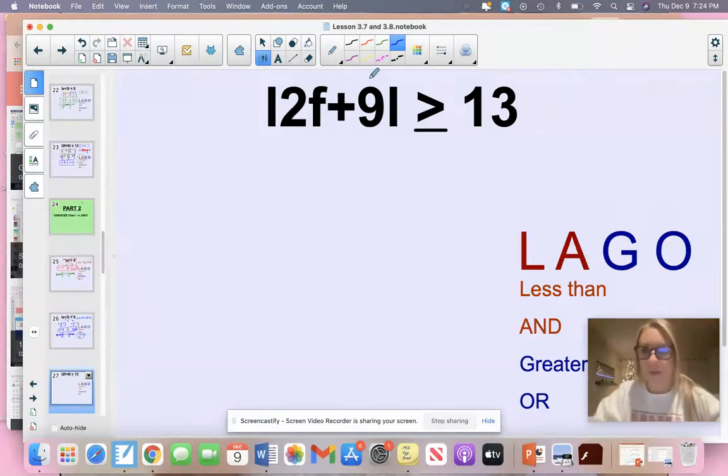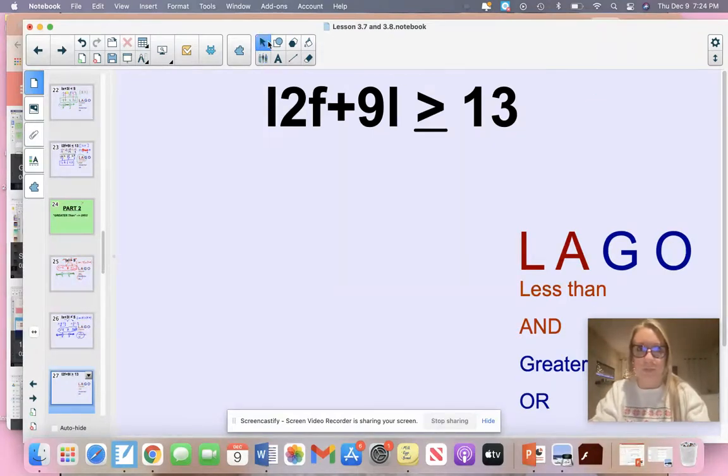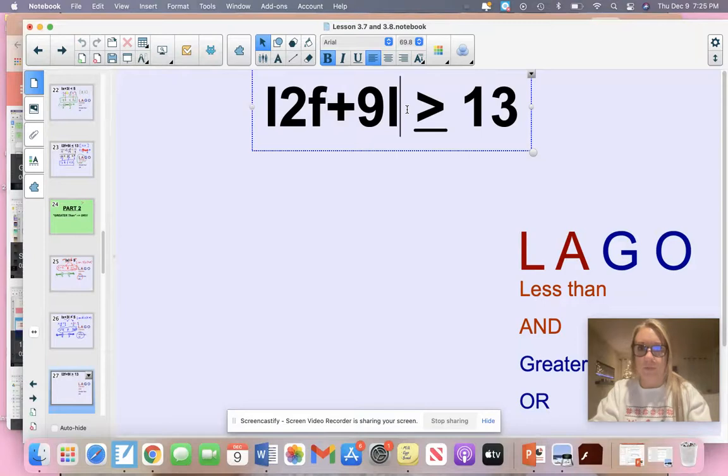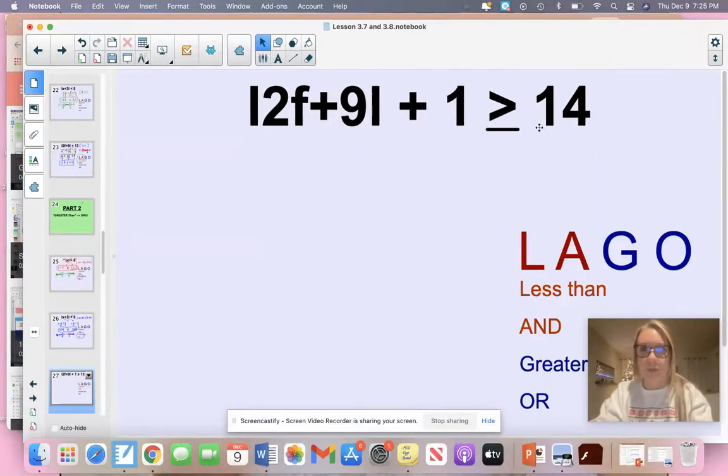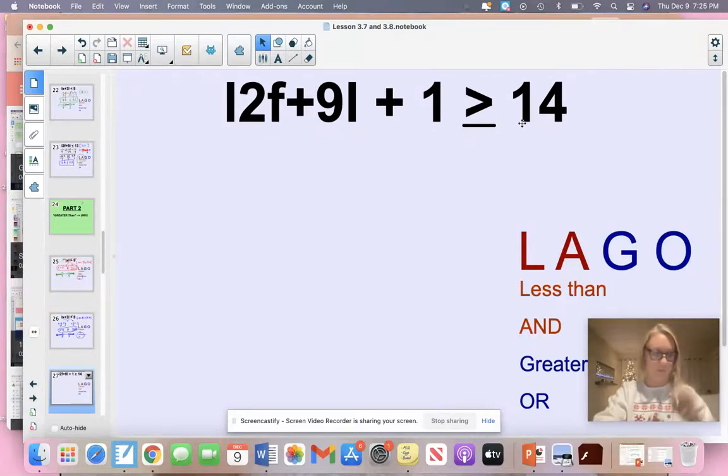Let's also, I'm going to change this up really quick. Hold on. Let's do, okay, just so you can see an example of when we're not ready for the 2 cases.